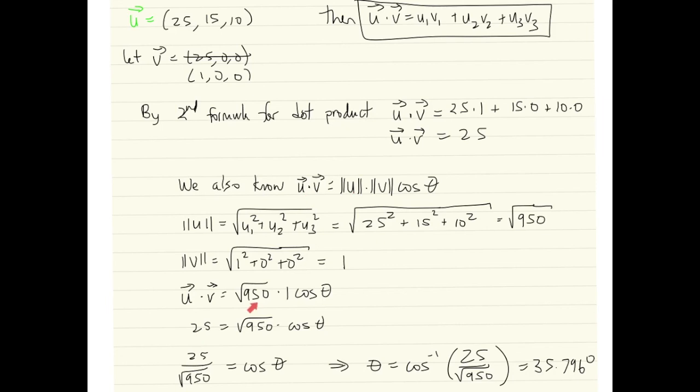Norm of u is square root of 950, norm of v is 1, and then we don't know, and we're trying to find cosine of theta. So we have this equation where the only variable now is cosine of theta, or theta, and then solving, we get that cosine of theta is this quantity here, and then using a calculator, we get that theta is 35.7 degrees, and that's the answer.